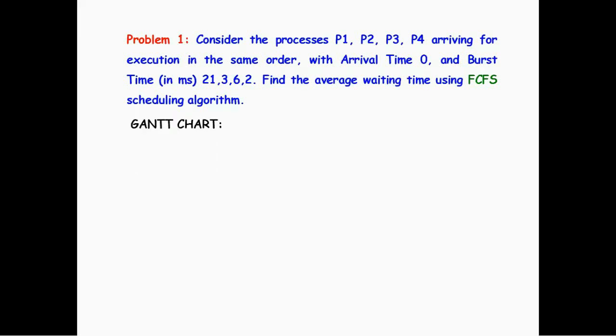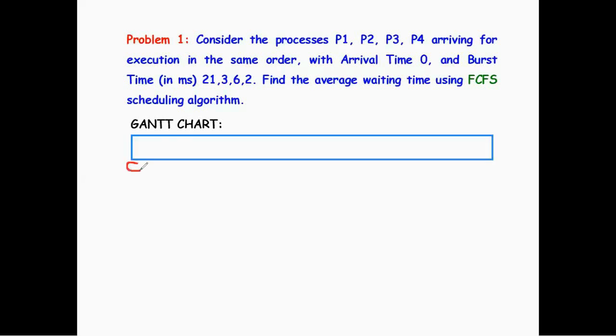Gantt chart is a horizontal bar chart developed in 1917 by Henry L. Gantt. Using this representation, let us see how to represent the start and finish of the processes. Let us draw the Gantt chart. Process P1 has arrived at time 0. So from 0 to 21 milliseconds, process P1 will get scheduled, which means that P1 will get the CPU first, then P2 will get the CPU, P3 will get the CPU, and finally P4 will be executed.